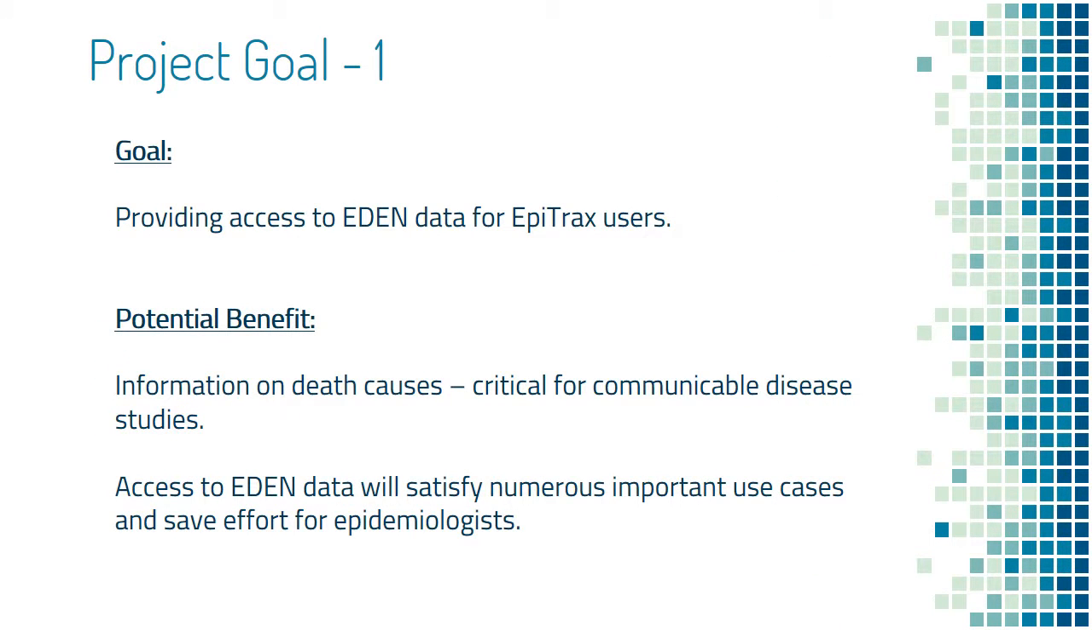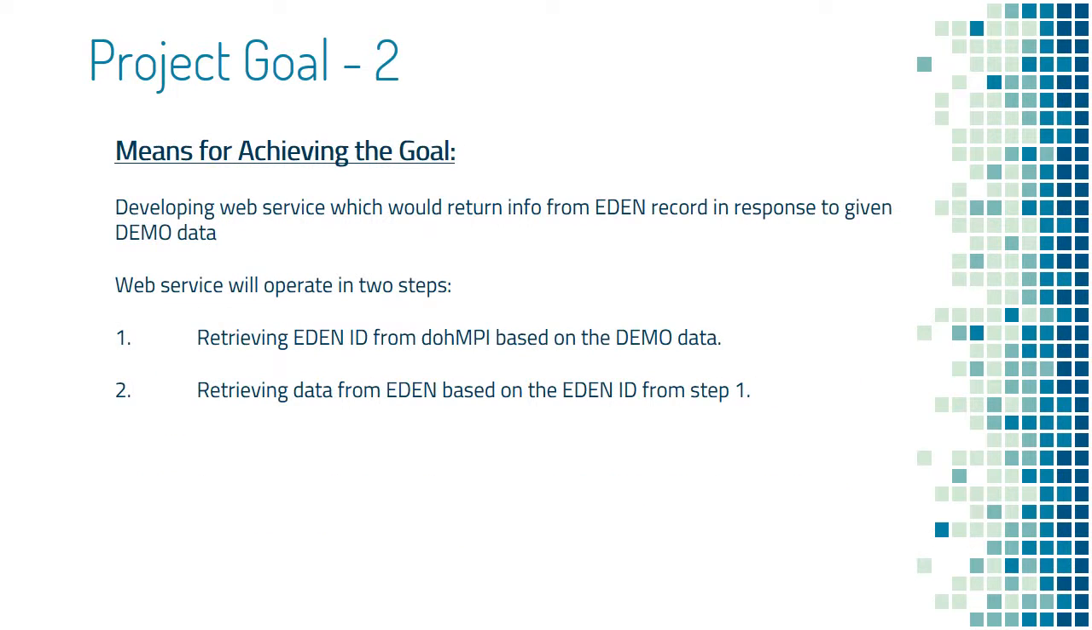So the ultimate goal of this project is to provide access to EDEN data for EpiTrax users. Such access will have substantial potential benefits because information about deaths under direct and antecedent causes is critical for communicable disease studies. And access to EDEN for EpiTrax users will satisfy numerous important use cases and save effort for many epidemiologists. In order to achieve the stated goal of the project, we will be developing a web service which could return information from an EDEN record in response to given demographic data for a particular individual.